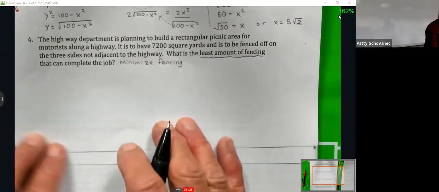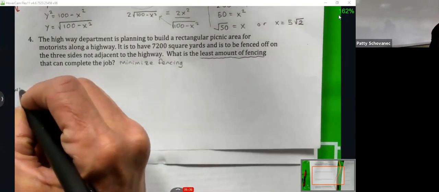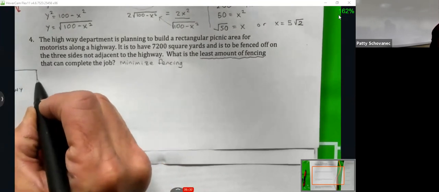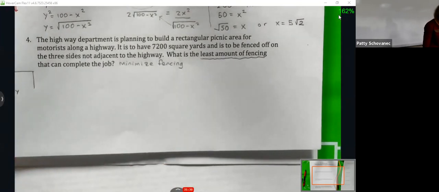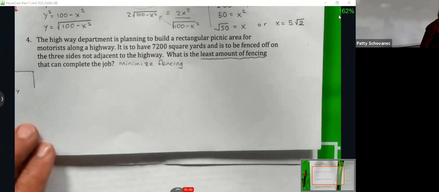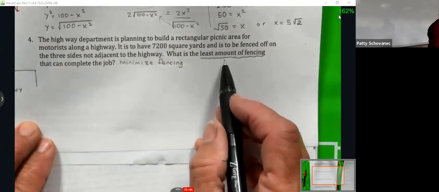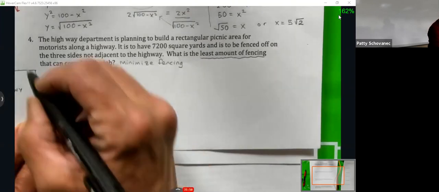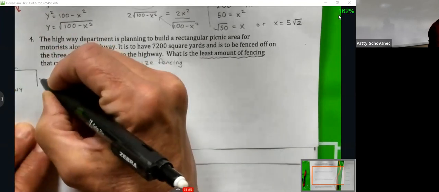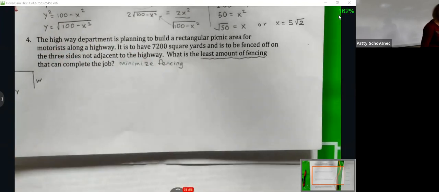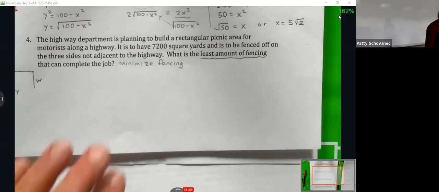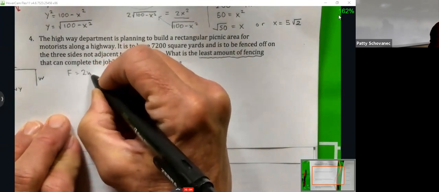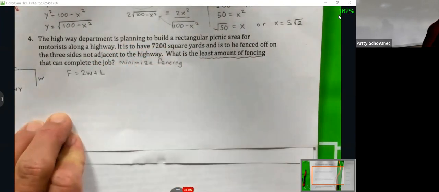So let's put our highway out here. And then we've got a fence, and a fence. The fencing then is going to be this side plus that side plus that side. So let's make this an L and each of those a W. So we're going to minimize 2 times W plus L. So let's just call fencing F. 2 times W plus L. That's what we want the minimum of.